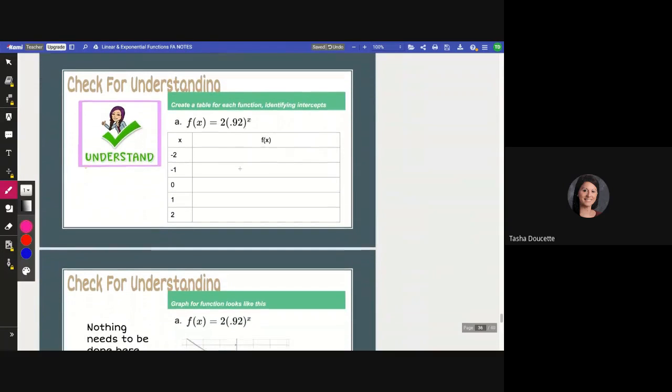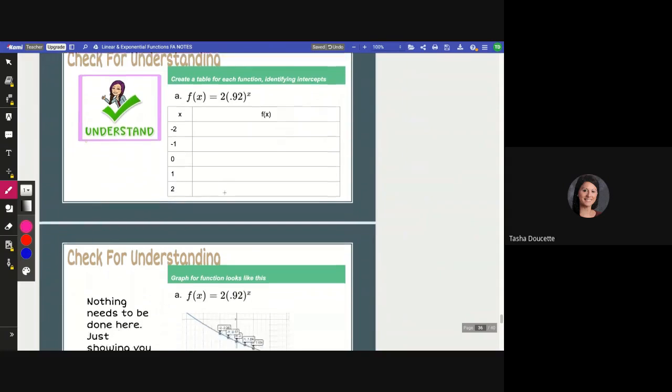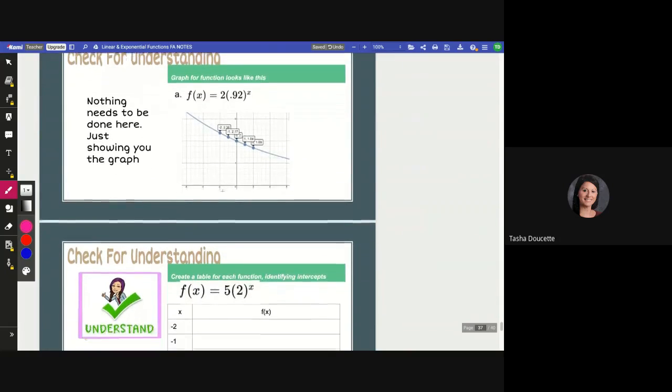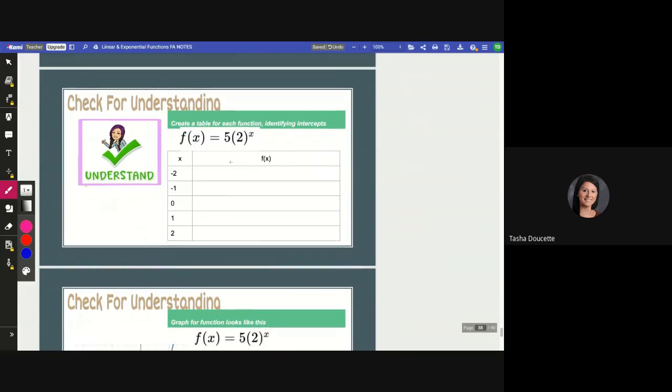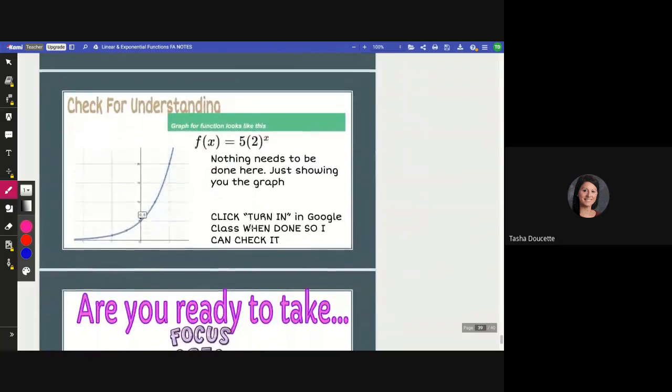All right, we're up to check for understanding. Here, I gave you X values, and you just need to plug them into your equation and then write your answer down here on the right side of the column. This is for the next one. You have a different problem. Again, you're given your x values, plug it into the equation, put the answers in the column.